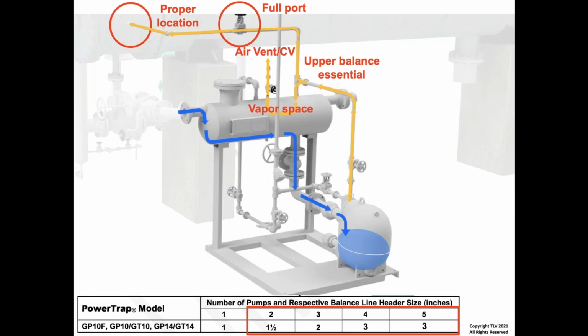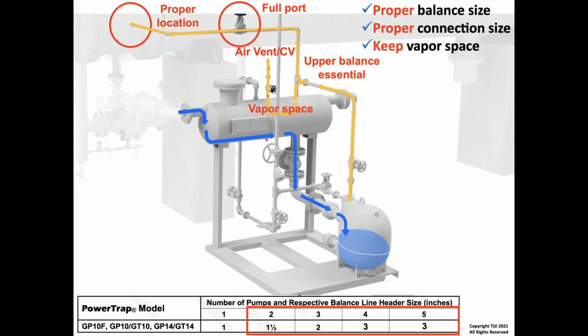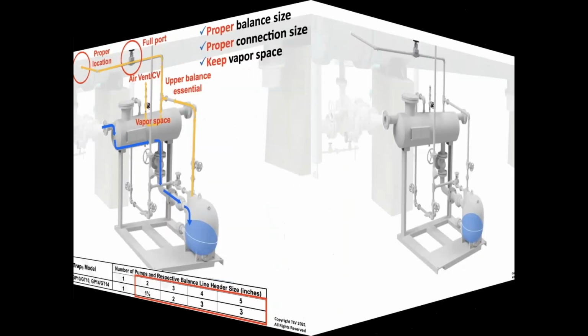So please pay attention to that bottom chart. Proper balance size is essential. Proper connection size is essential. And we need to keep the vapor space in the reservoir.